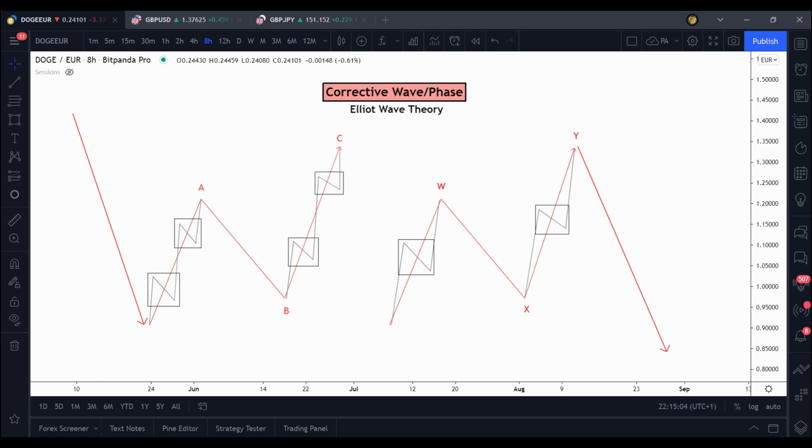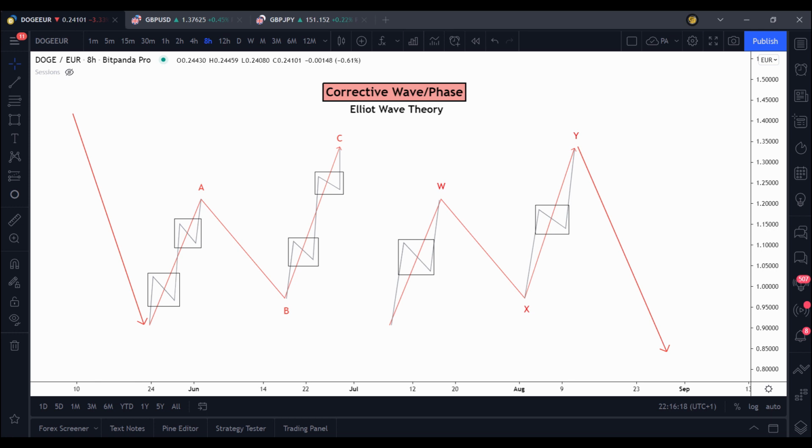The main difference between an ABC correction and a WXY correction is that the subwaves of A, C, and W and Y differ from each other. In an ABC correction, wave A and C have 5 subwaves, in the form of wave 1, 2, 3, 4, and 5, which is discussed in the impulsive wave of the motive phase part of the Elliott theory. In a WXY correction, wave W and Y only have 3 subwaves.